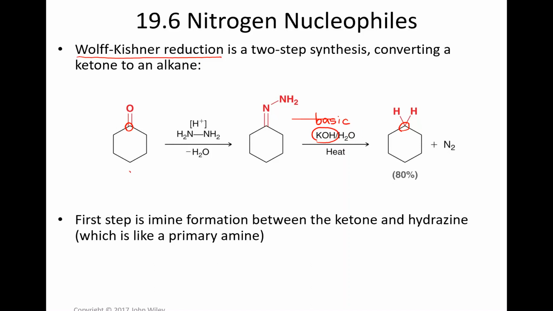The Clemmensen reduction, using a metal and acid, again only works on the benzylic carbon. And then the Raney nickel, which works on any carbonyl, doesn't have to be benzylic, however it occurs under acidic conditions. So if you had an acid-sensitive substrate, you would not want to use acidic conditions. So this would be a way to reduce a carbonyl to an alkane, or at least the carbonyl carbon down to a methylene, utilizing basic conditions.